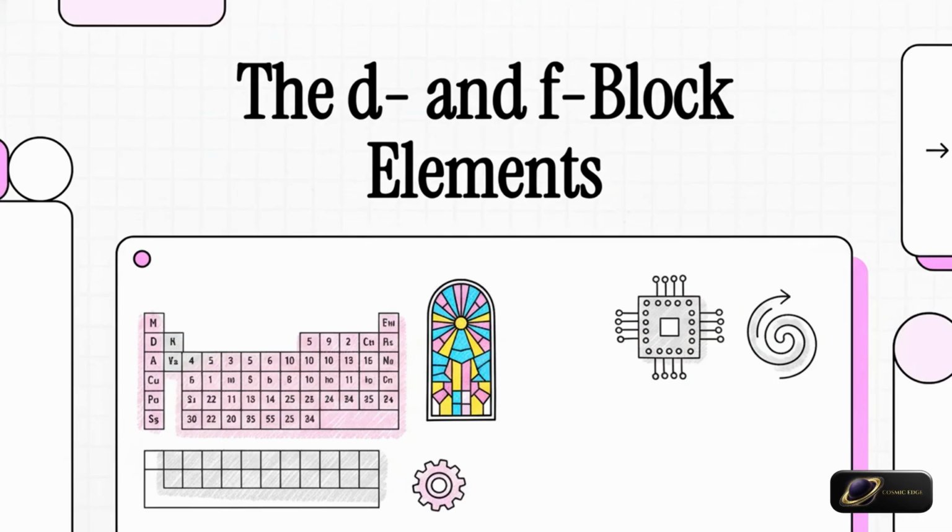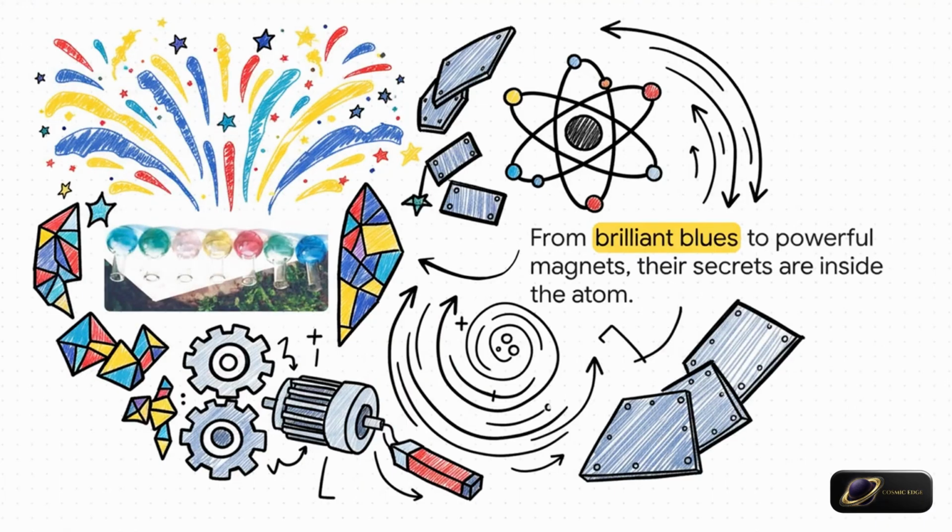Hey everyone, and welcome! Today, we are diving deep into the heart of the periodic table, the D and F block elements. Now, these aren't just random letters and numbers on a chart. Oh no, they are the elements that literally color our world and build our modern technology from the ground up. I mean, just think about it for a second.